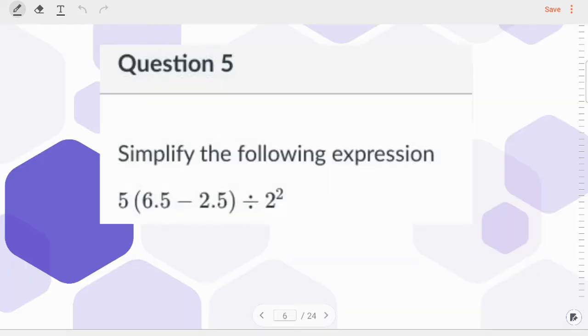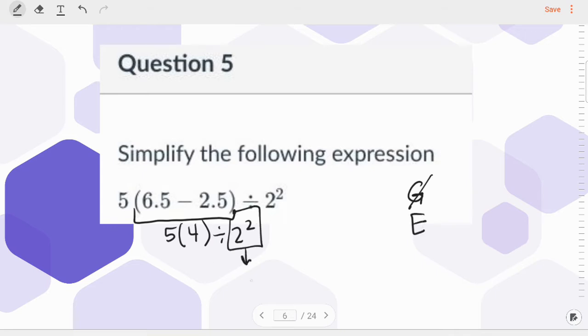Great. Moving on. Question number 5. Simplifying the following expression. Okay, so here we go. I am going to work on grouping symbols first. I do have those, so here we go. 6.5 minus 2.5 is a grand total of 4. Divided by 2 squared. While I'm done with grouping symbols, I'm going to move on to exponents. Do I have any of those? Yes, I do. Right here, I'm going to simplify that. 2 squared is 4.